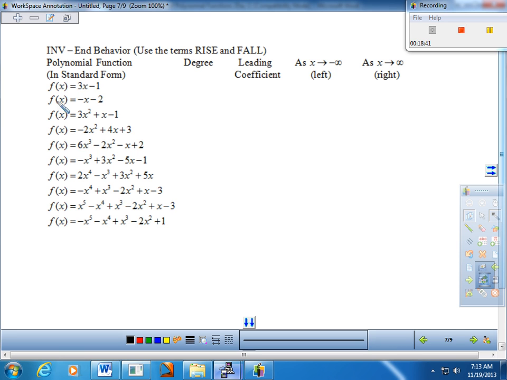So let's put this in play. And if you notice, I've put all the families that we talked about. A couple linears, a couple quadratics, a couple cubics, a couple quartics, a couple quintics. So degrees 1 through 5, everyone. Let's get those going. Didn't need to do any more than that.